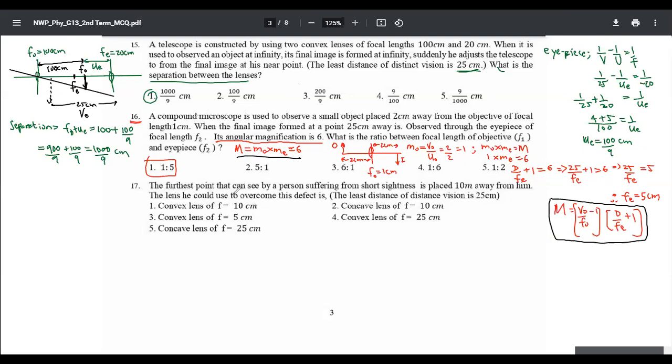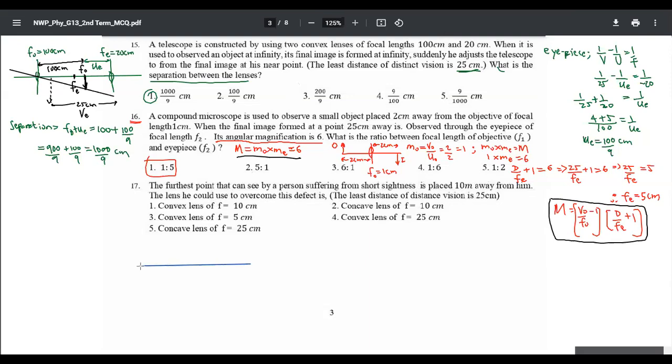The furthest point that can be seen by a person suffering from short-sightedness is placed 10 meters away from him. The lens he should use to overcome this defect is, least distance of distinct vision is given. Now he is a short-sighted person. What is the meaning of that?